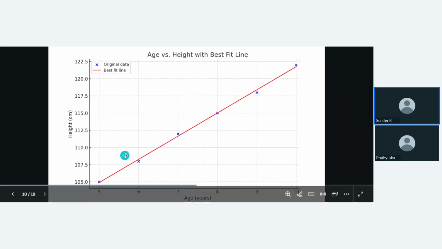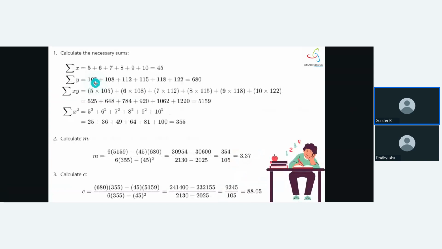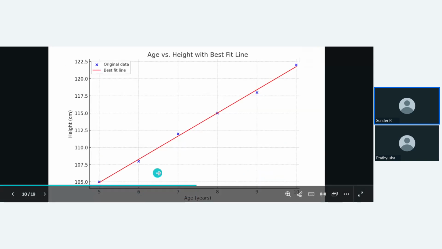Now, as you see, you are able to draw a straight line that is going to touch all the points that you have, right? So it is happening because of this best-fit line, y = 3.37x + 88.05, right? This is the line. So even if a new data point is given, you will be able to predict the height. Is it clear?